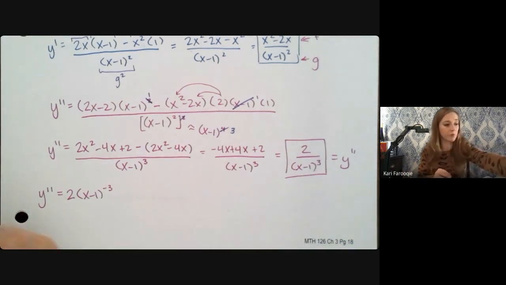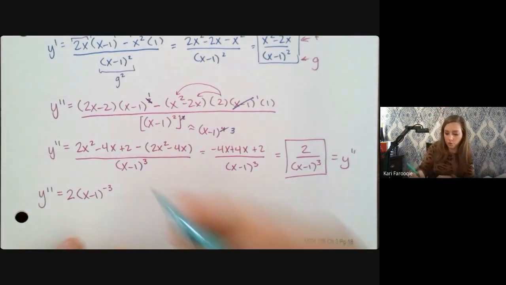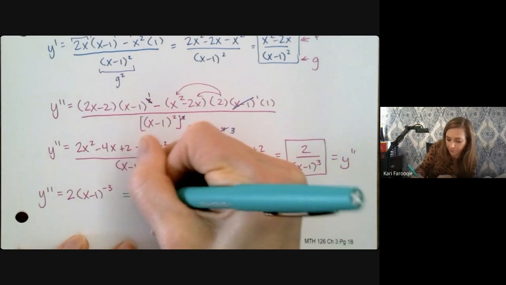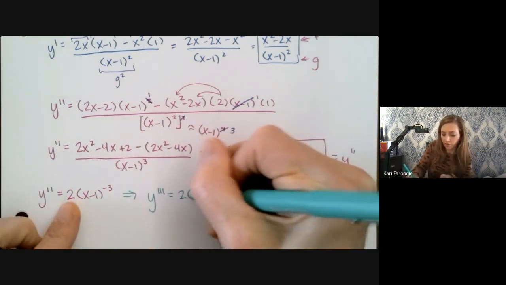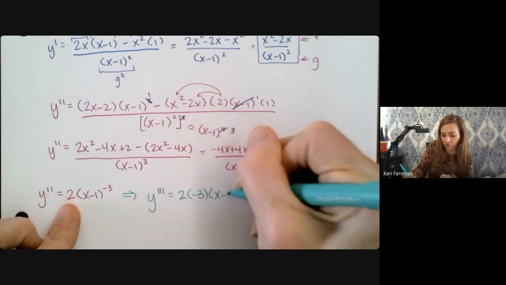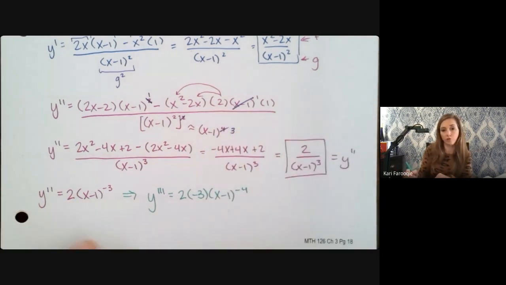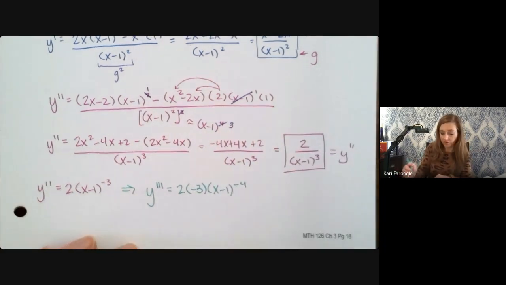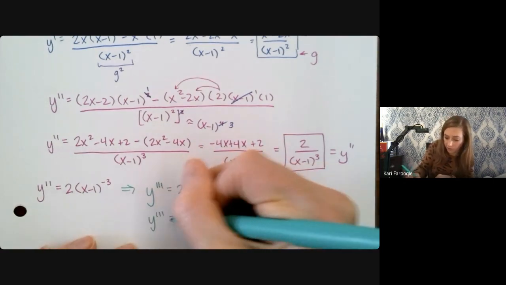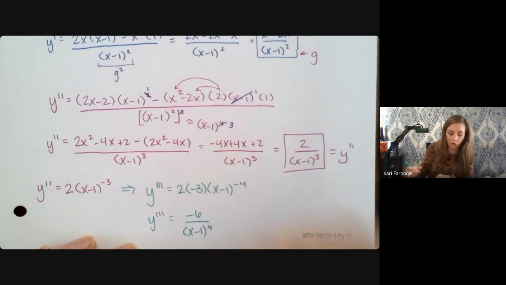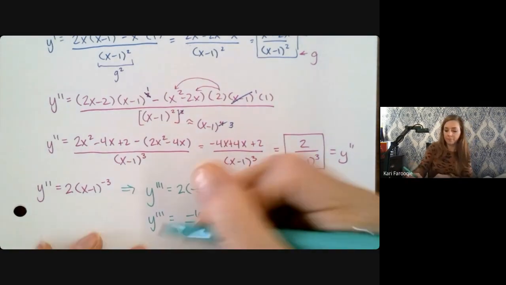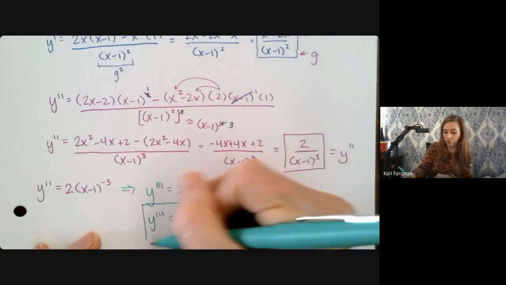All right, so we'll do this one more time. So now we'll have y triple prime. So we'll have twice negative 3 times x minus 1 to the negative 4th power. And then when we simplify this, we end up with negative 6 over x minus 1 to the positive 4th power. That is your 3rd derivative.